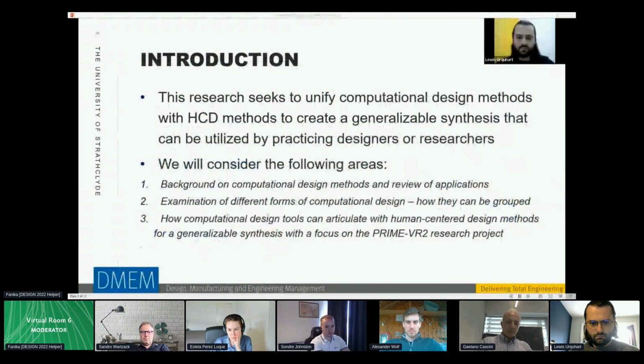So just to introduce the research, we seek to unify computational design methods with human-centered design methods to create a generalizable synthesis that can be utilized by practicing designers or researchers. So we're going to look at the following areas: a bit of background on computational design, and some of the applications, the examination of the different kinds of computational design, how they can be grouped, and how computational design tools can articulate with human-centered design methods for a generalizable synthesis. And we're going to look at some illustrative examples from the PrimeVR2 research project.